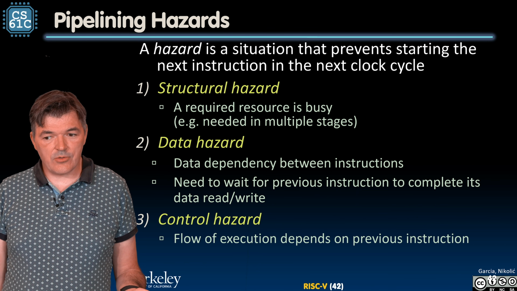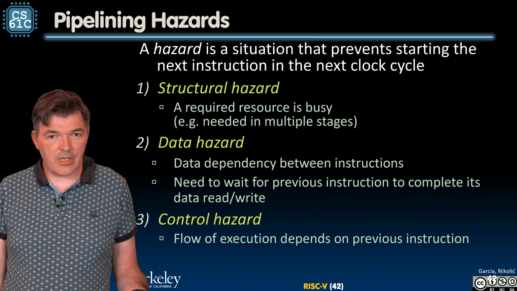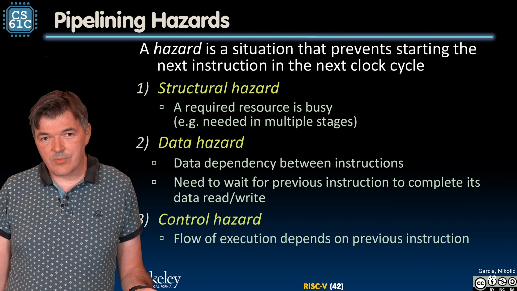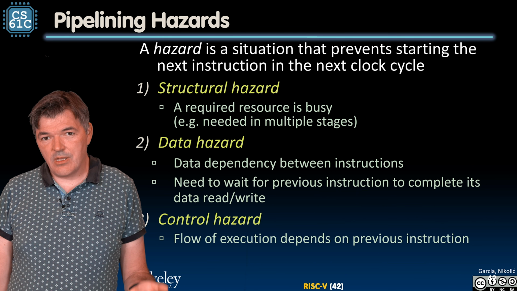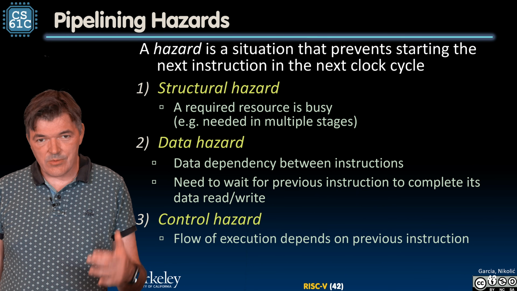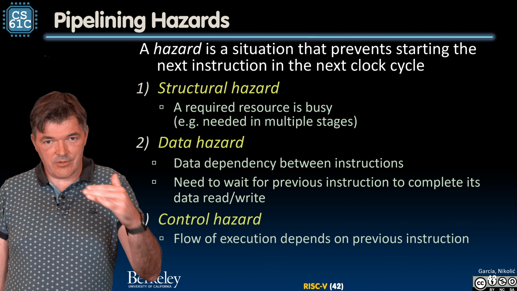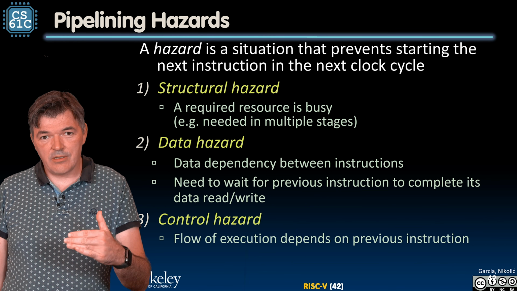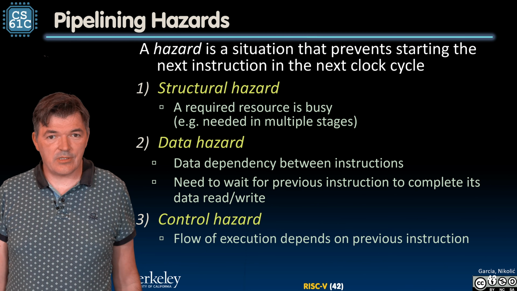And finally, there is a control hazard. The control hazards happen when we have branches. If the following instruction that is being executed in the pipeline is following a branch, so if there is a branch in the pipeline and there is another instruction after that, that next instruction may be invalid if the branch ends up being taken.